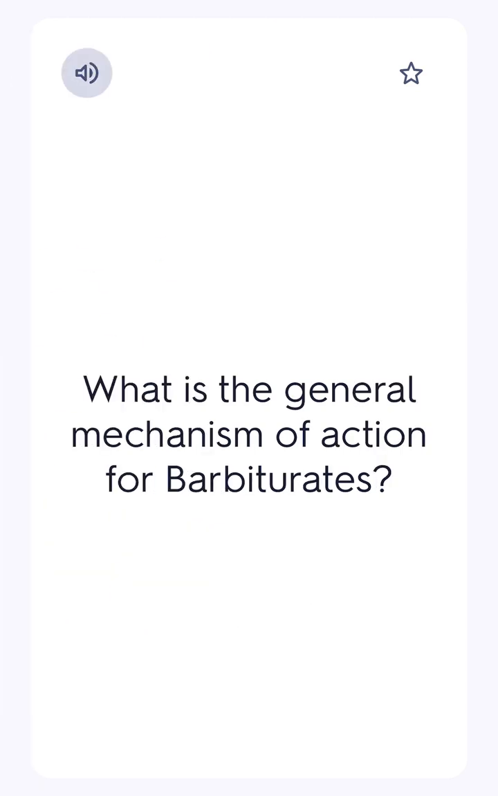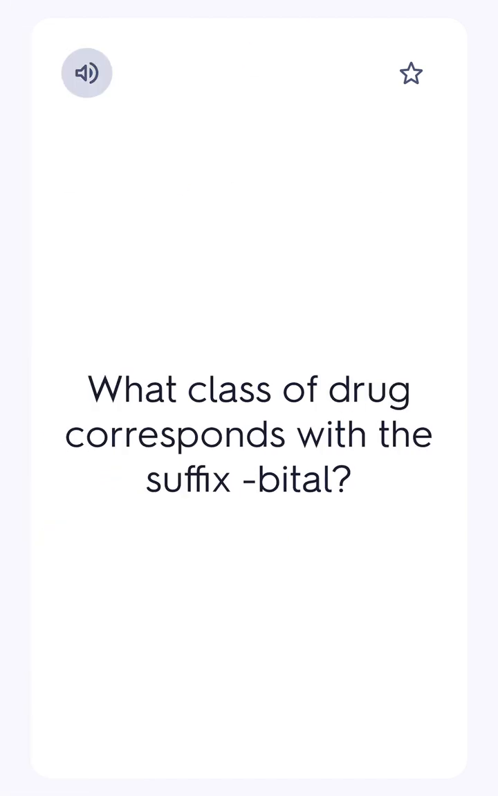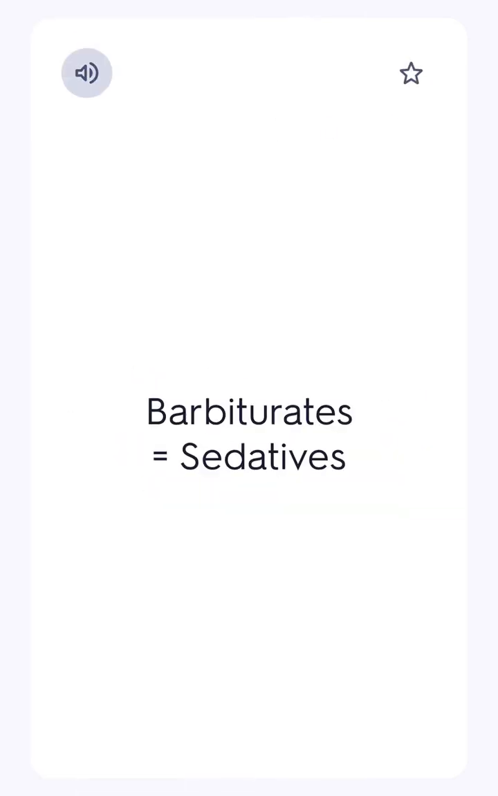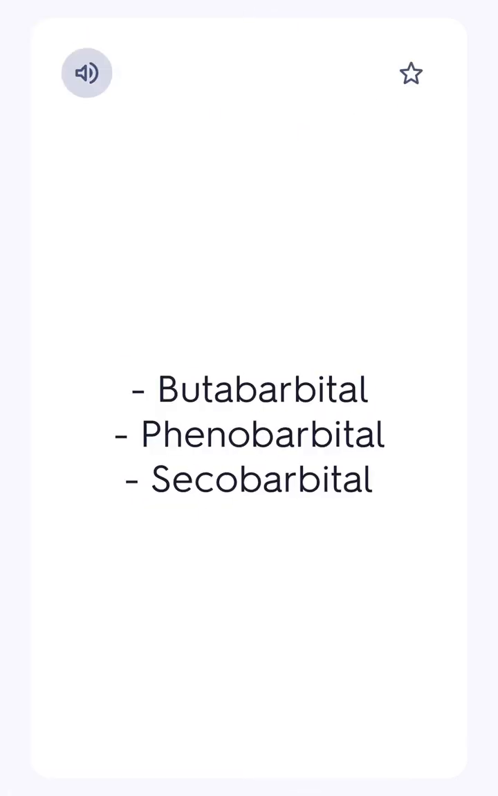What is the general mechanism of action for barbiturates? They cause central nervous system depression. This is brought about by stimulating the inhibitory neurotransmitter system in the brain called the gamma-aminobutyric acid system. What class of drug corresponds with the suffix -butal? Barbiturates equal sedatives. What are some examples of barbiturates? Butabarbital, phenobarbital, secobarbital.